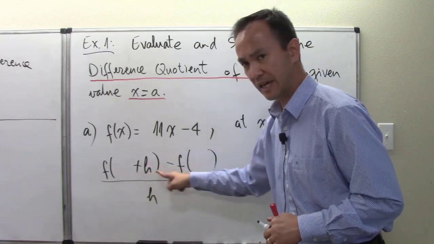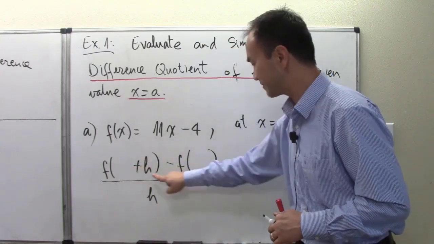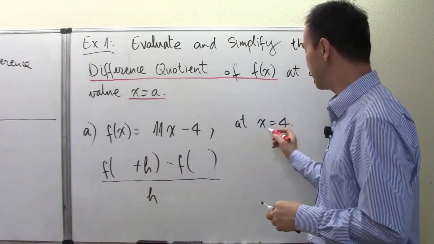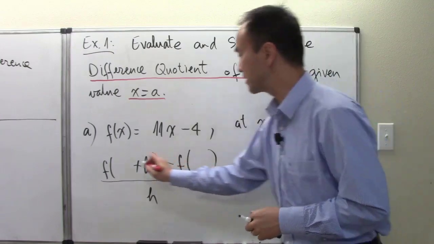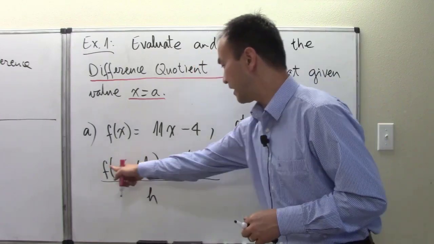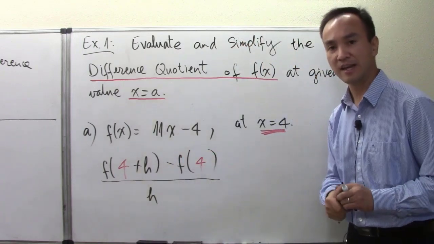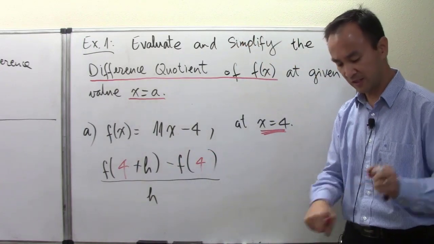What about the scary empty part I'm leaving here? It's not as scary because that is where this x equals 4 comes in. So 4 plus h, f of 4 plus h minus f of 4. That's the setup for this difference quotient.